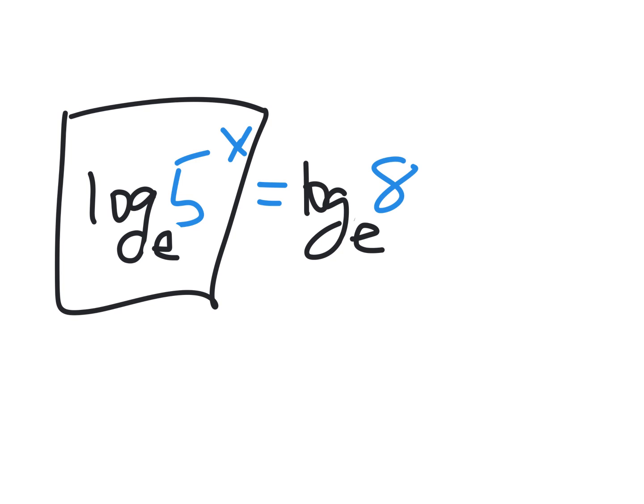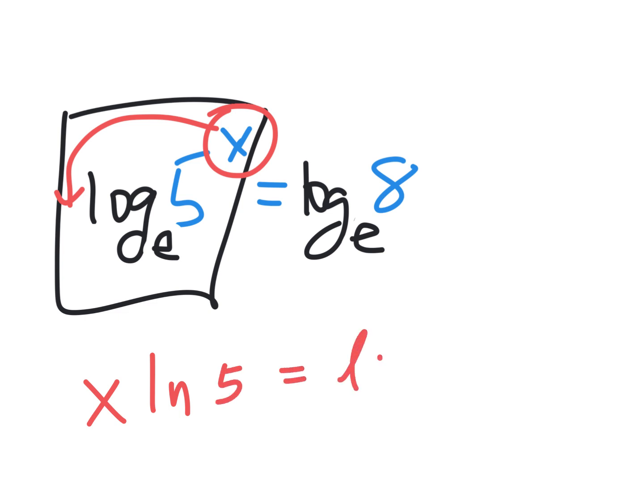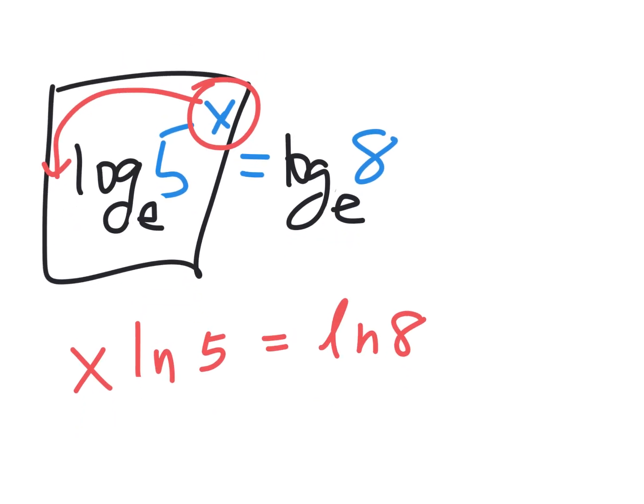But that turns this into an exponent that you can bring where? In front of the log. Do you guys remember that property? If you have something in the argument as an exponent, you can bring it down in front. So now the x got brought down from the exponent to out in front. And one of the nice things about log base e is that you can write ln. x ln 5 equals ln 8. And this will be pretty easy to finish.